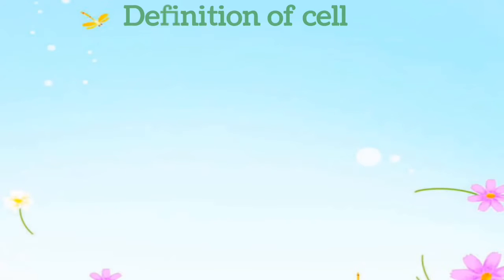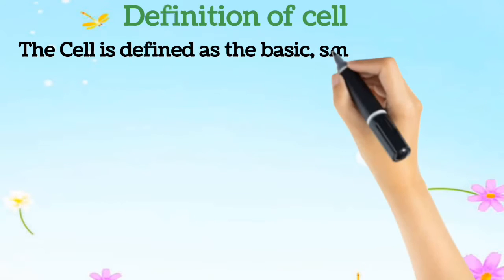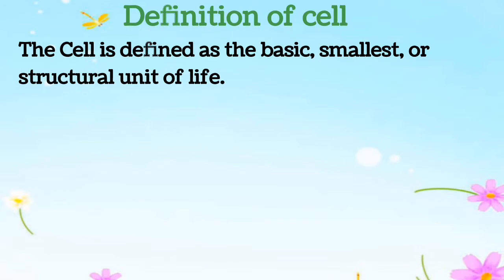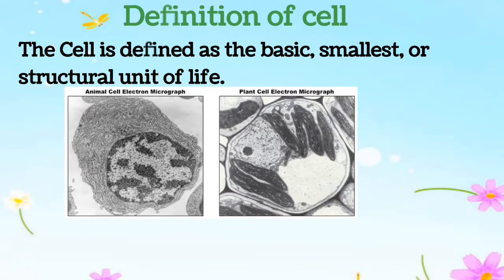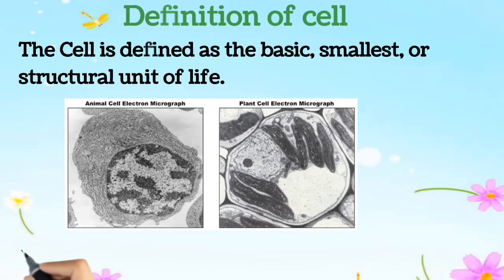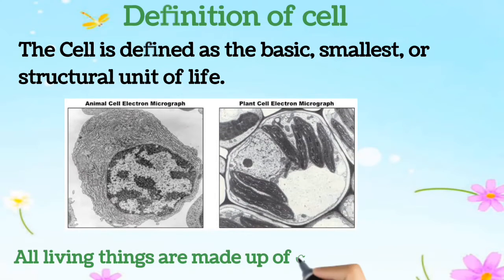Let us start by defining what the cell is. Cell is defined as the basic, smallest, or the structural unit of life. So what it means is that all living things, plants and animals, are made up of cell. As long as it's a living thing, it has a cell.